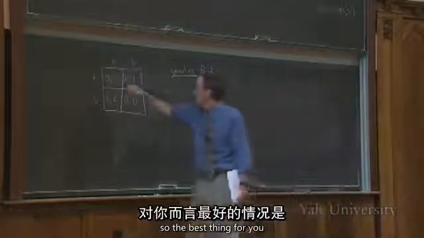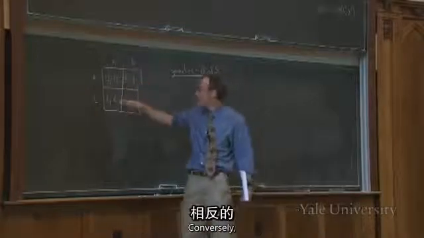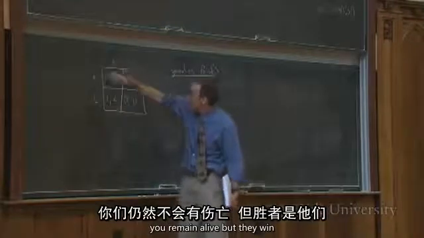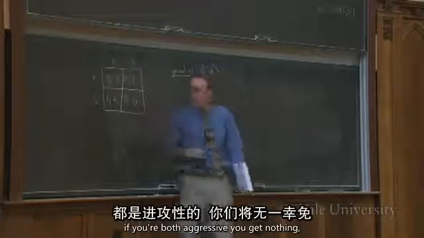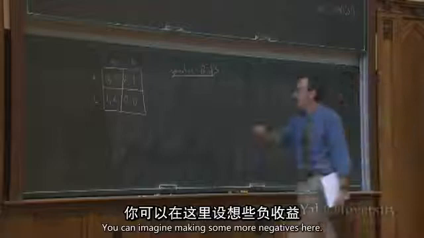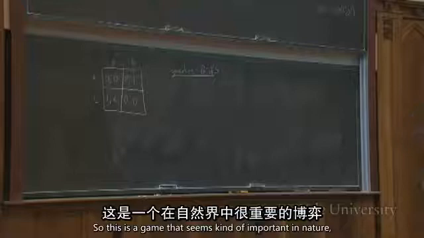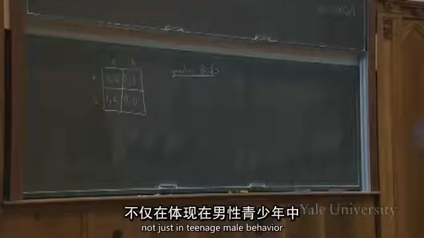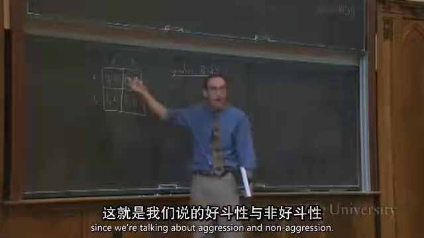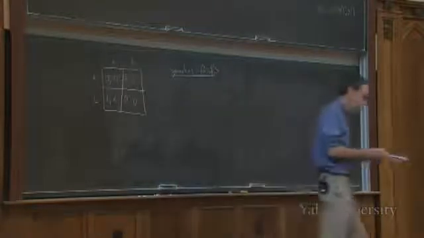So the best thing for you is for you to be aggressive and the other person to swerve, and then at least they remain alive. All right? And conversely, if you're benevolent and they swerve, you remain alive but they win. And unfortunately now, if you're both aggressive, you get nothing. And the way we've written this game, if you're both benevolent, you get nothing. All right? You could imagine making some more negatives here. All right? So this is a game that seems kind of important in nature, not just in teenage male behavior, but in animal behavior, since we're starting to talk about aggression and non-aggression. All right?